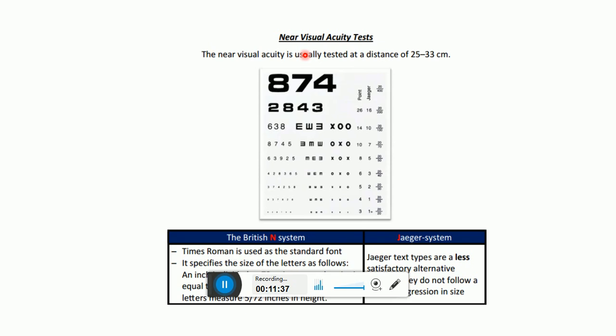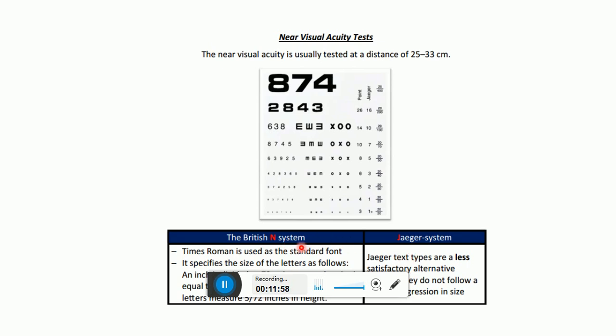The near visual acuity test. The near visual acuity is usually tested at a distance of 25 to 33 centimeters. Near acuity charts usually comprise unrelated words or passages of text. The British N system and the Jaeger system.